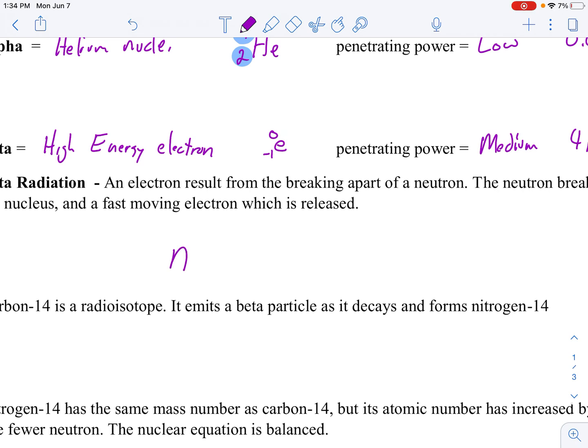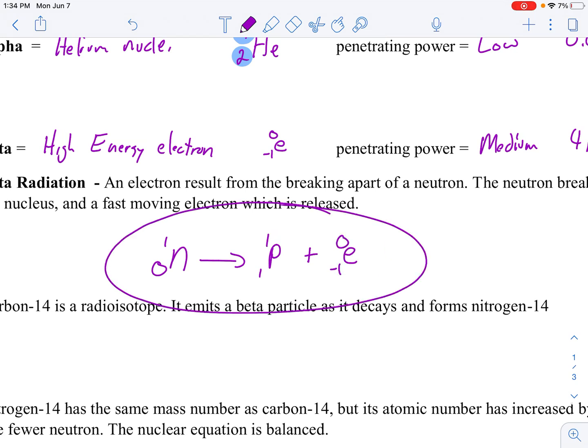So we start with a neutron. Ooh, that 0 looks pretty bad. Let's try again. And that breaks apart into a positive piece called a proton and an electron. This is what a nuclear reaction really looks like. And the important part is to have it balanced.